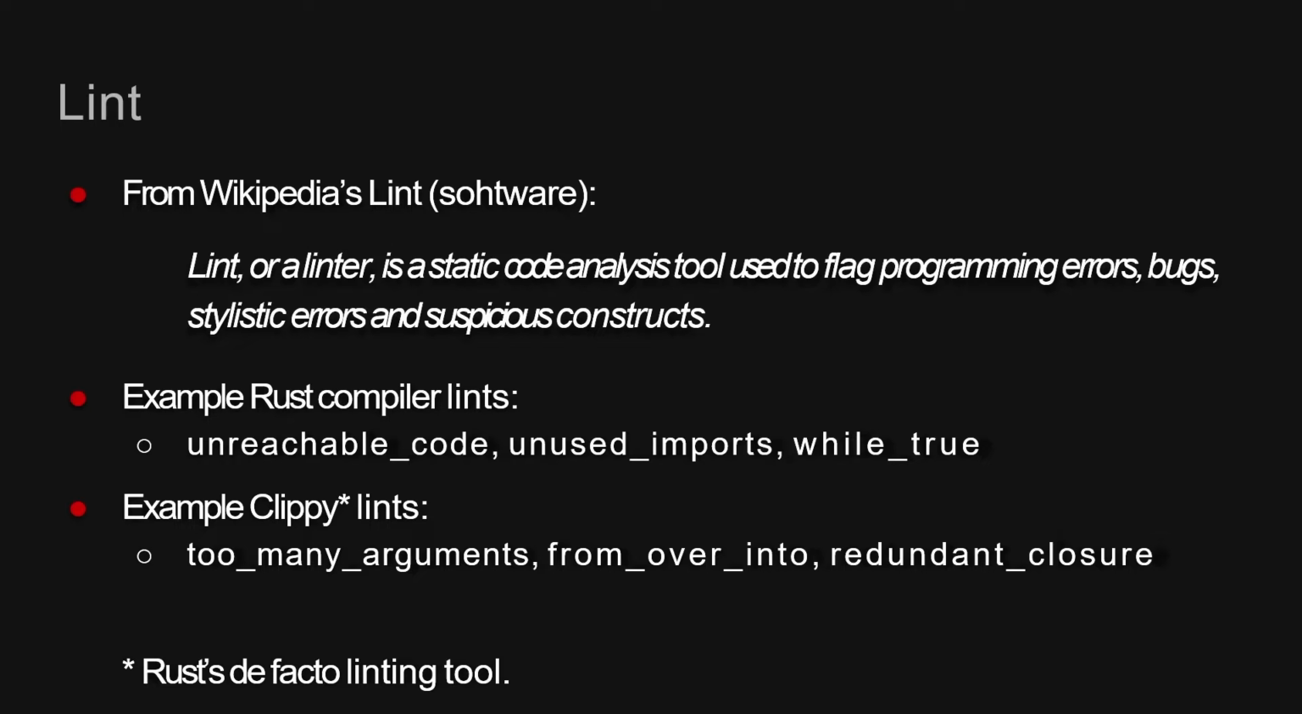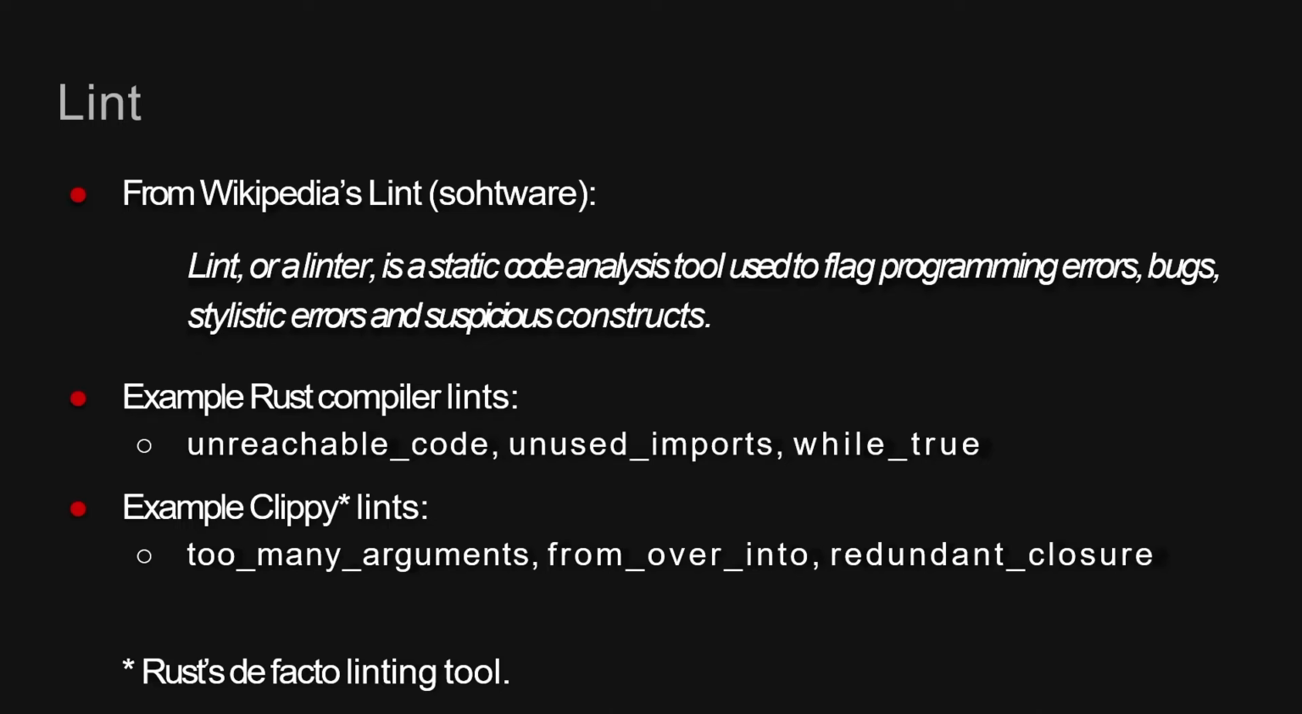If you've been programming in Rust for long, you've probably run into compiler lints such as unreachable code, unused imports, or while true. So these are lints that are built into the Rust compiler. And if you regularly run Clippy on your projects, and I highly recommend that you do, then you've probably run into Clippy lints such as too many arguments, from over into, or redundant closure. These are examples of lints built into the Clippy linter.